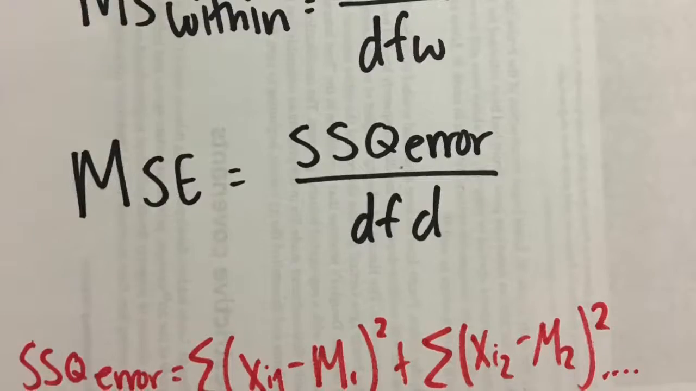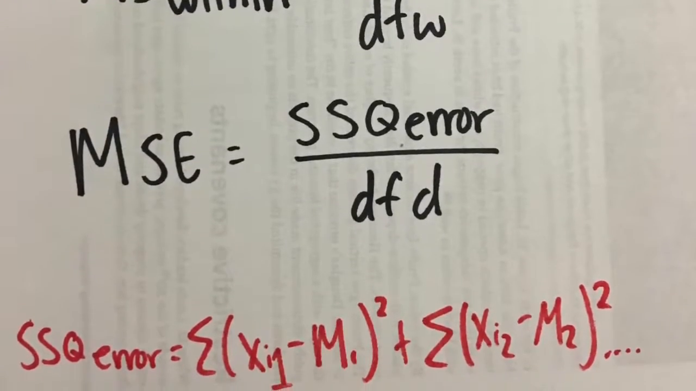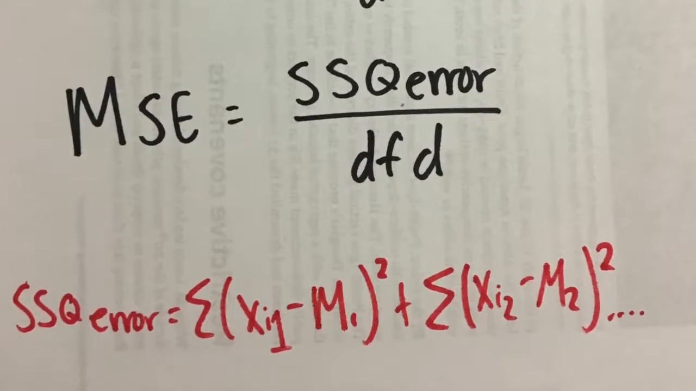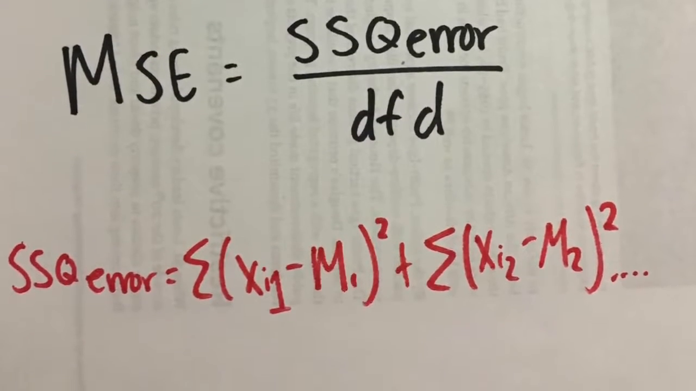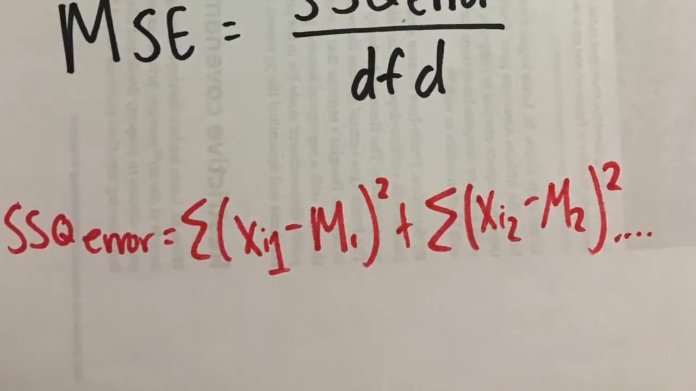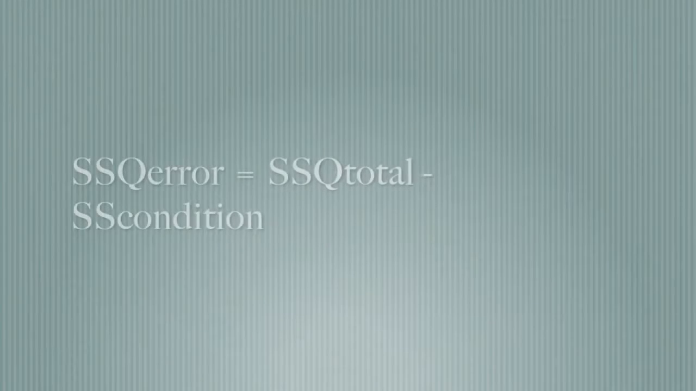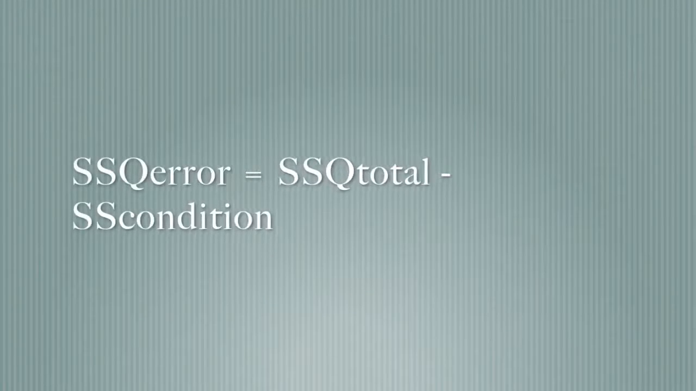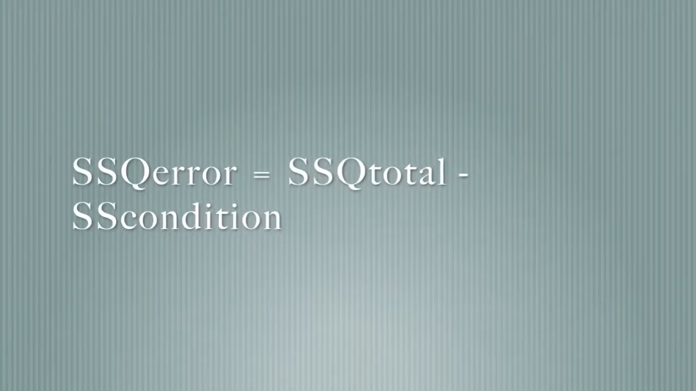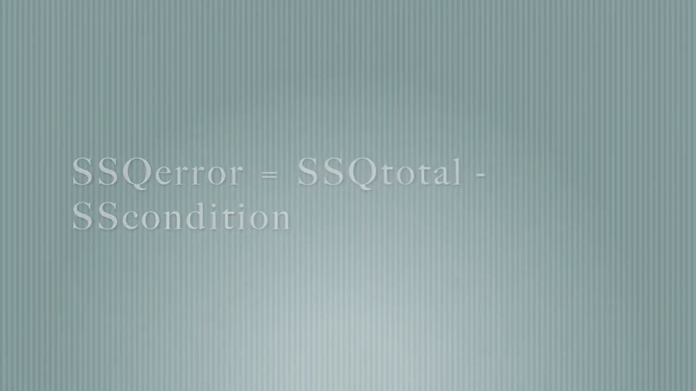Now on to the mean of squares error. There is only one equation for the top part, and it is the one in red. The x sub i are for the scores in group 1, and the M1 is for the mean of that one group, group 1. The bottom part is the degrees of freedom and is calculated as the total observed minus the number of groups. Lastly, the equation for sum of squares error is the sum of squares total minus the sum of squares condition equals the sum of squares error.